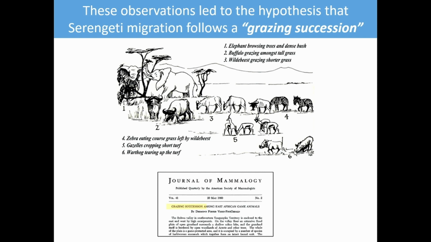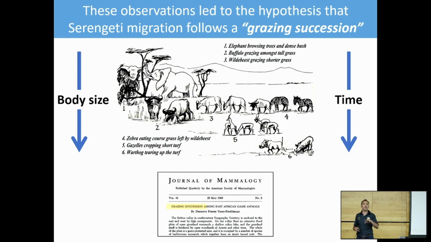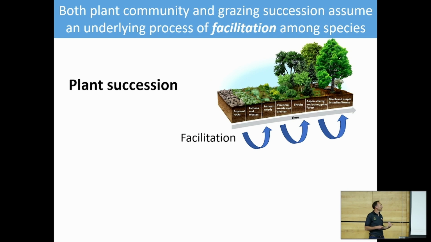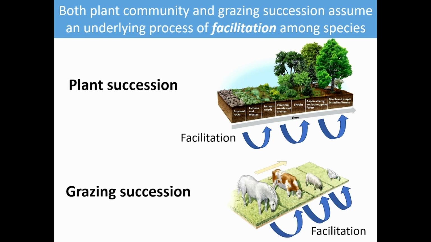And these observations led to the idea that we see a grazing succession in this ecosystem, and that the migration follows this grazing succession. And what that means is that herbivores of varying body size use a site over time, and then they modify the vegetation at that site, which changes the vegetation for the herbivores that come after. And like plant facilitation, the idea is that early successional species do some modification of the environment that facilitates the later species, the later colonists. And so the way this would work in grazing succession is that larger-bodied herbivores modify the vegetation and increase the forage quality for smaller herbivores that come after.